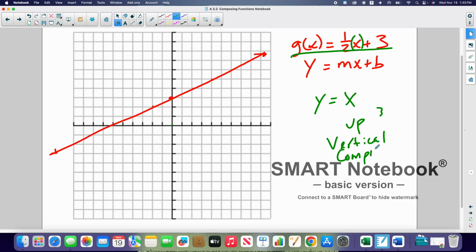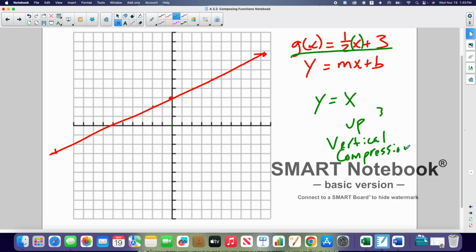Now, why would I do that? Well, my normal slope for the parent function is what? Up 1 over 1. But on this one, I'm doing up 1 over 2. I pressed it down. I'm not going as fast.